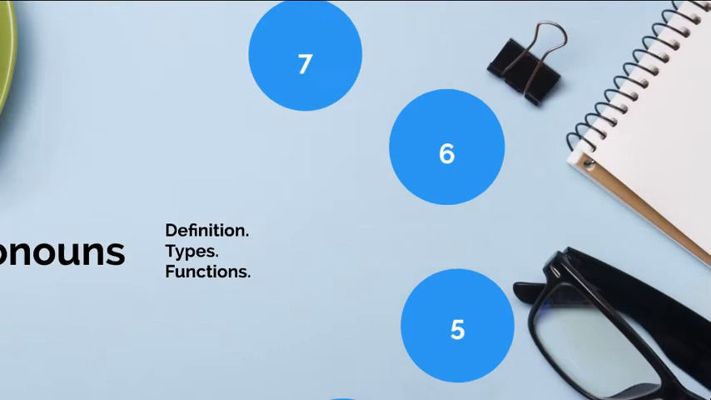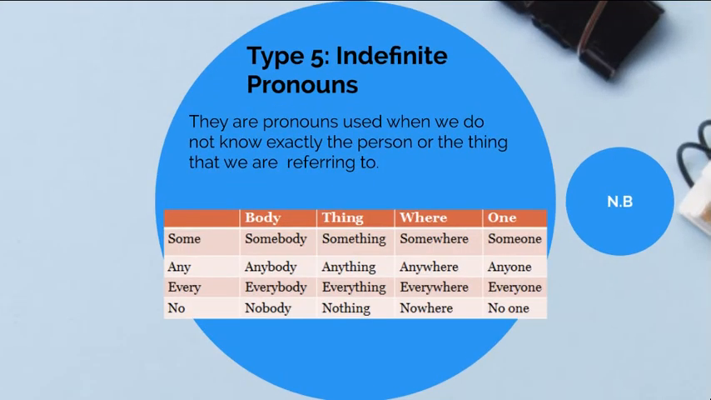Now, it's time for the fifth type, which is indefinite pronouns. They are pronouns used when we do not know exactly the person or the thing that we are referring to. This table summarizes all the indefinite pronouns in English. It's the combination of some, any, every, and no, plus body, thing, where, and why.